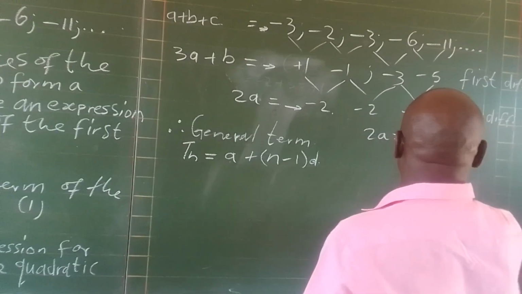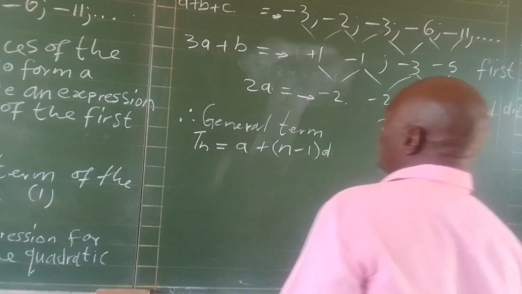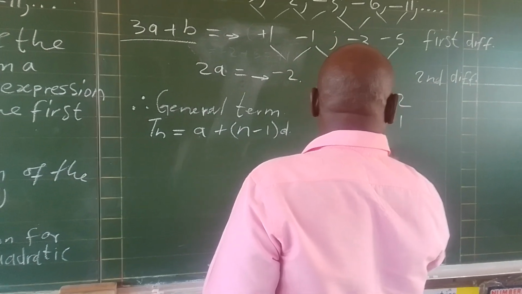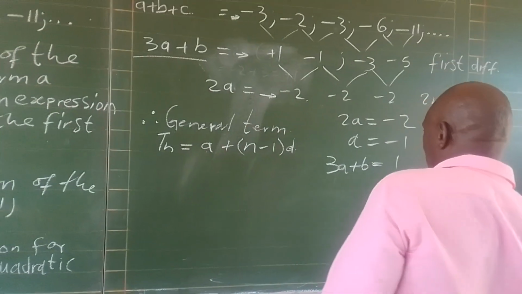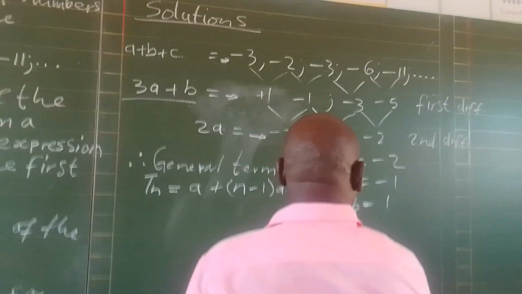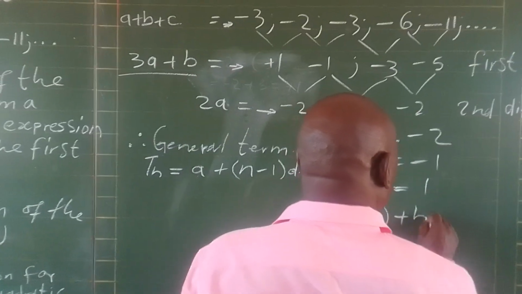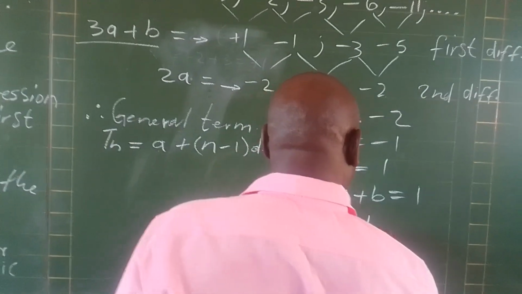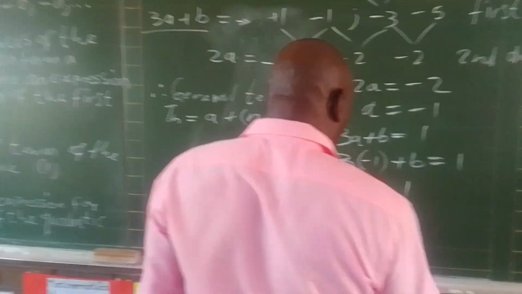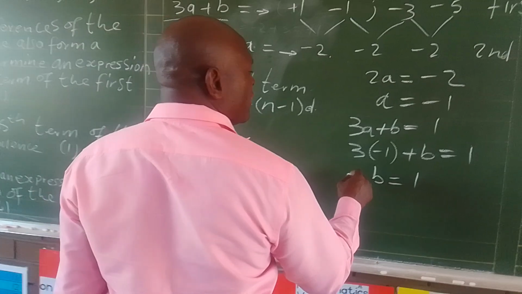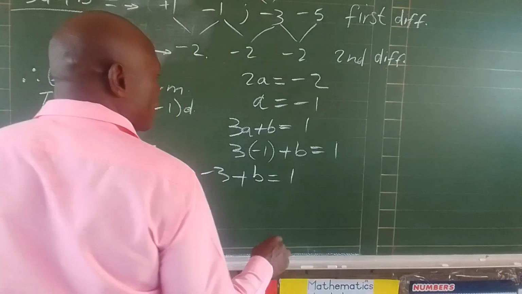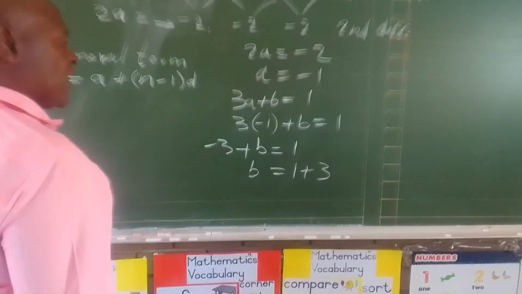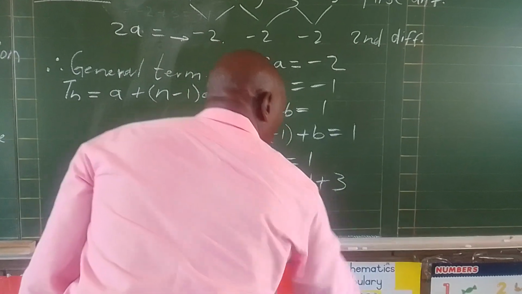2A is equal to -2, then your A is going to be -1. You come to find B. You say 3A plus B is equal to positive 1. Now you know that your A was -1, so you multiply it: 3 times -1 plus B is equal to 1. A negative times positive is negative 3, so -3 plus B is equal to 1. Then your B is going to be 1 plus 3. Take 3 to the other side of the equation, and you find that B is 4.